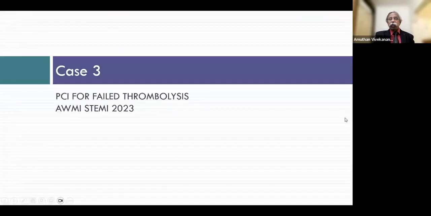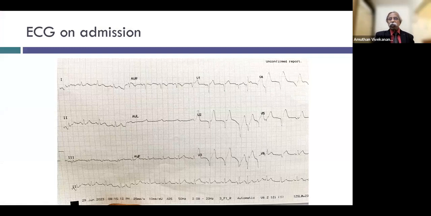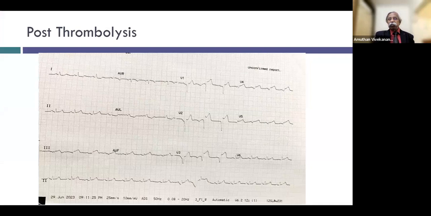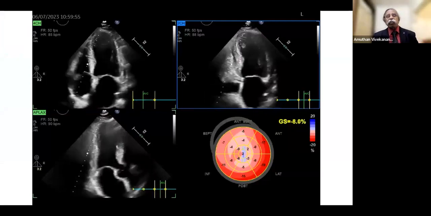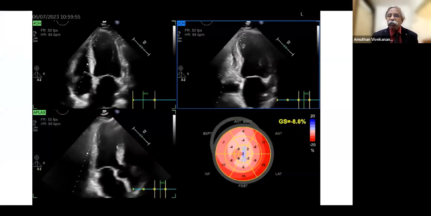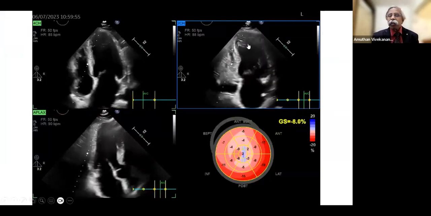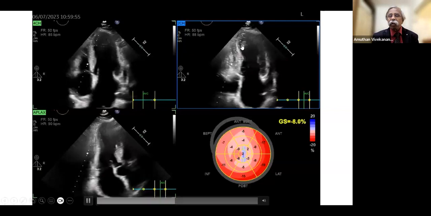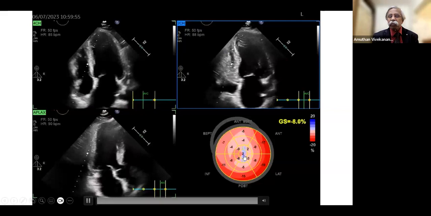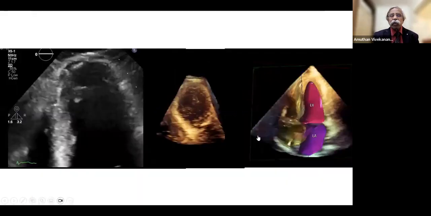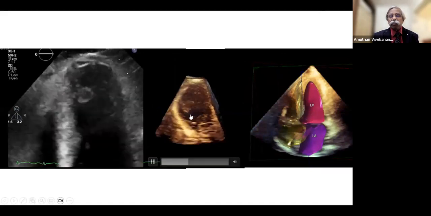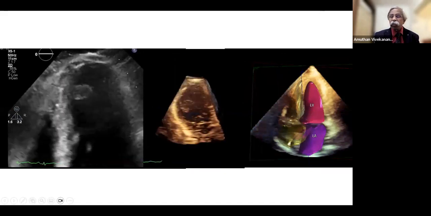Failed thrombolysis happened in one of the recent cases. The patient was admitted with acute anterior wall MI, thrombolysed with tenecteplase. This is the echocardiogram after thrombolysis, because the patient came late at night, and you can see this LV apical clot. This is the apex zone, anterior septum, mid LV level, and the basal level. And you can see the LV apical clot in the 3D model shown there.